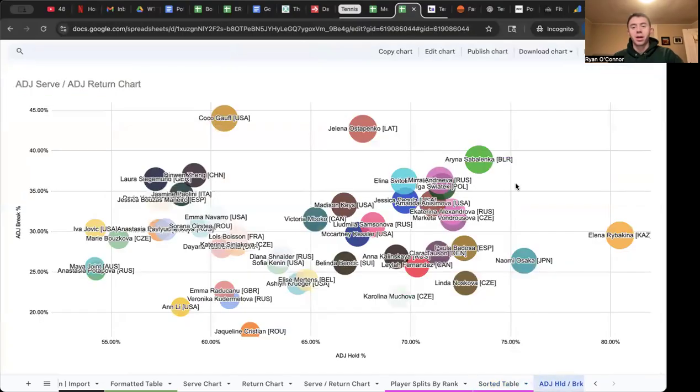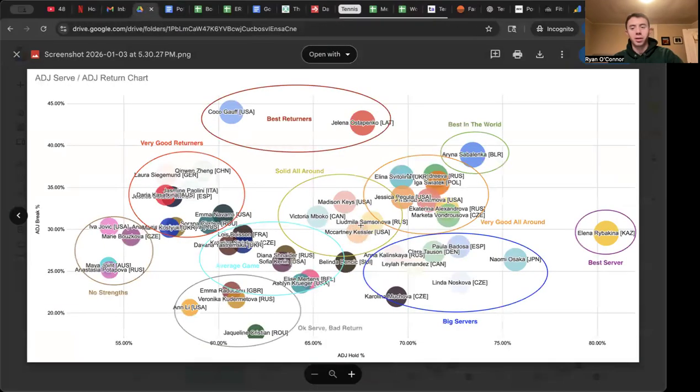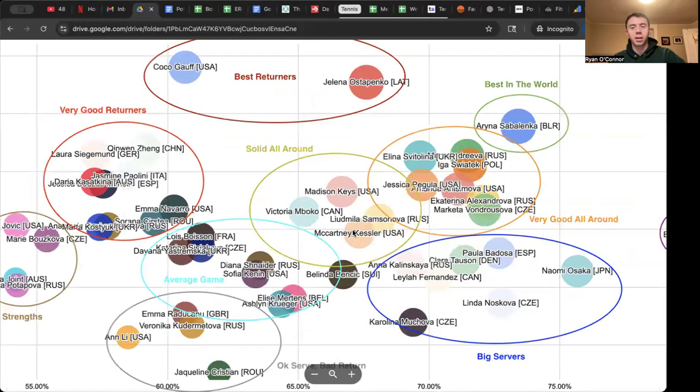And so what that all equals is this chart here, where on the x-axis you have adjusted hold percentage and on the y-axis the adjusted break percentage. So this shows that you want to be far to the right, where you're holding a lot, and high up, where you're breaking a lot. Top right is where you want to be. I actually put this in another screenshot. Hopefully you guys can see it.